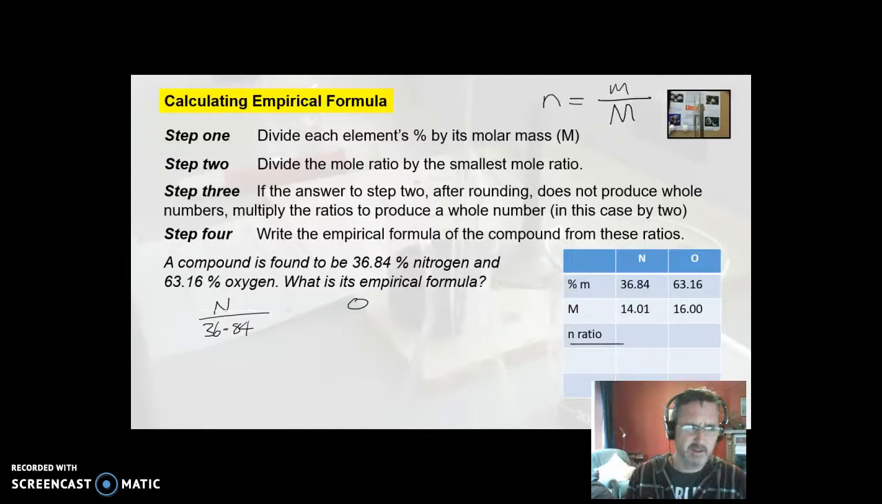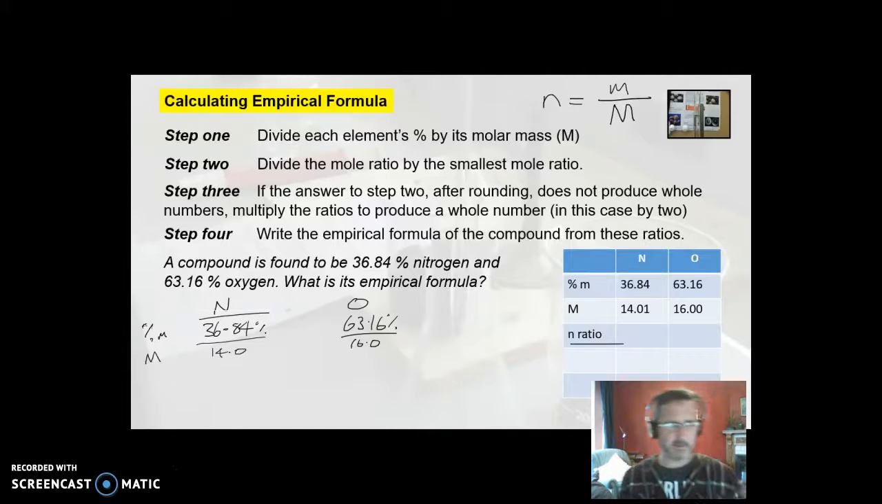36.84, that's percent, and 63.16%. So this is percentage mass, and I'm going to divide that by the molar mass, which for nitrogen is 14, and oxygen 16.